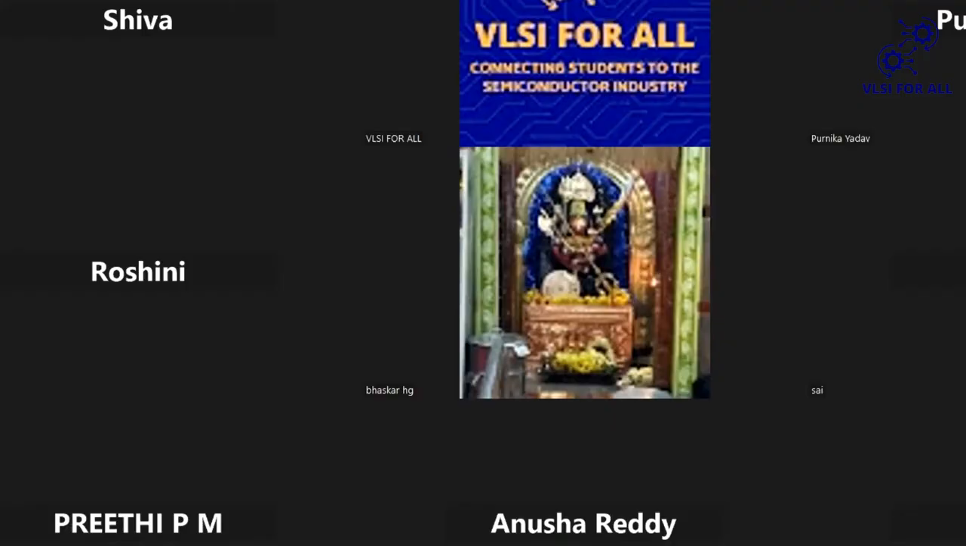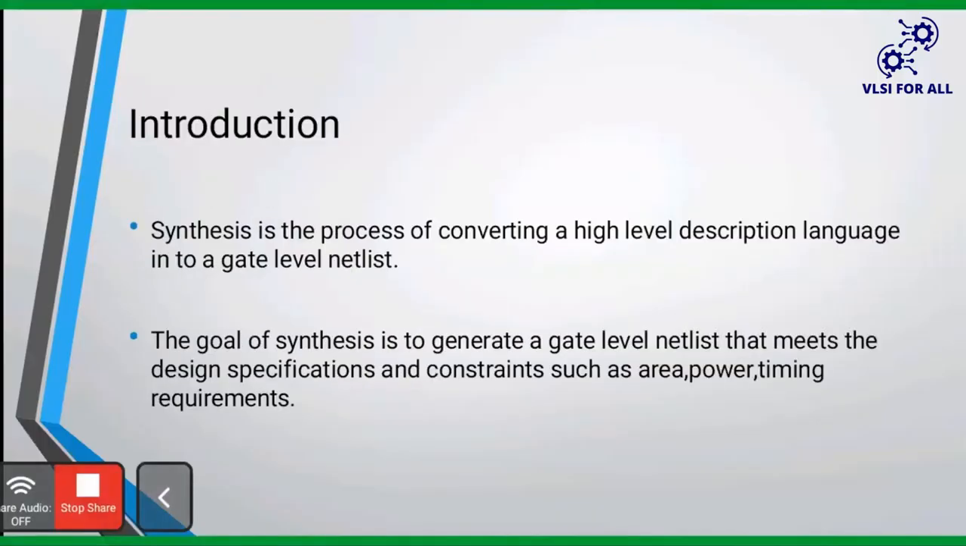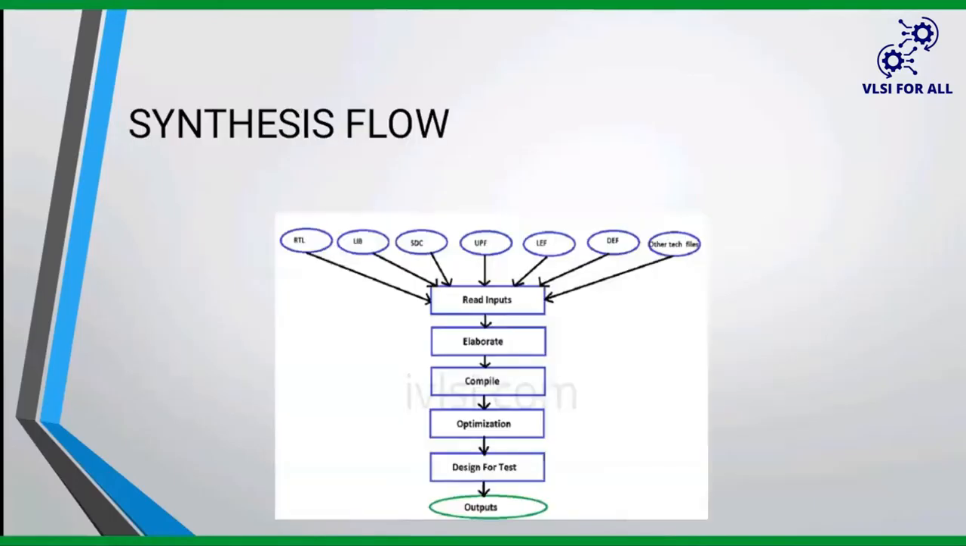And next, what is the use of synthesis? The main goal of synthesis is to convert it into a gate level netlist and to meet area, power, and timing. So what is the flow of synthesis? We give inputs to the synthesis tool, and what does the tool do? It will read the input, then elaborate, compile, optimize, do DFT, which is design for test, and then produce the output.